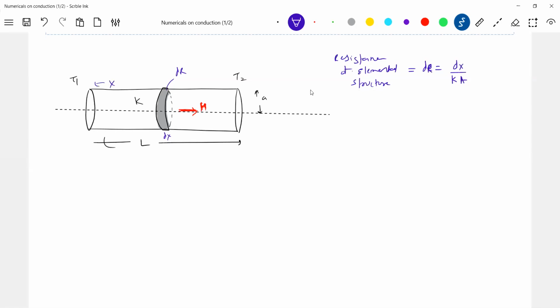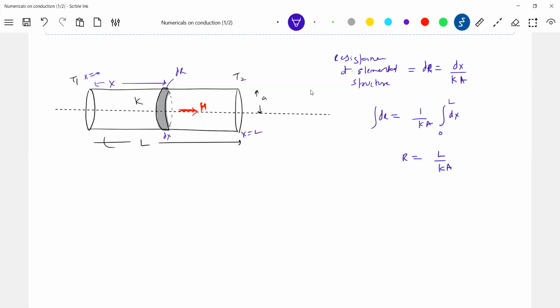Now let me put it like this. This is x equal to 0. This is x equal to L. I want the total thermal resistance, then I'll go for integration. Tell me, dx will vary from where to where? From 0 to L. So therefore R is equal to L by KA.